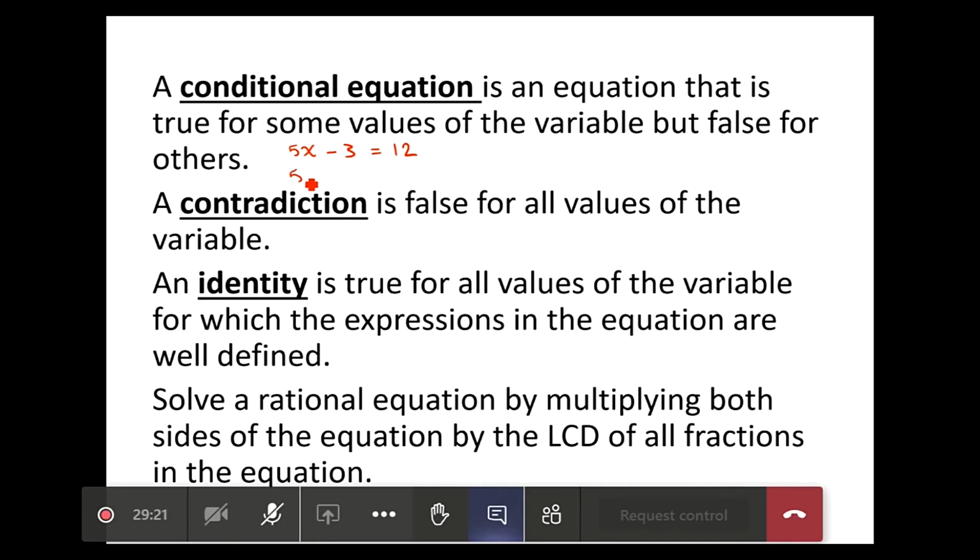Look at this. We have 5x equal, move 3 to the other side, so we have 15, divide by 5. So we have x equal what? Equal 3. So when the value of x equal 3, the equation is correct. If we have another value of x, for example, x equal 0, x equal 1, x equal minus 1, this is incorrect. So this is a conditional equation.